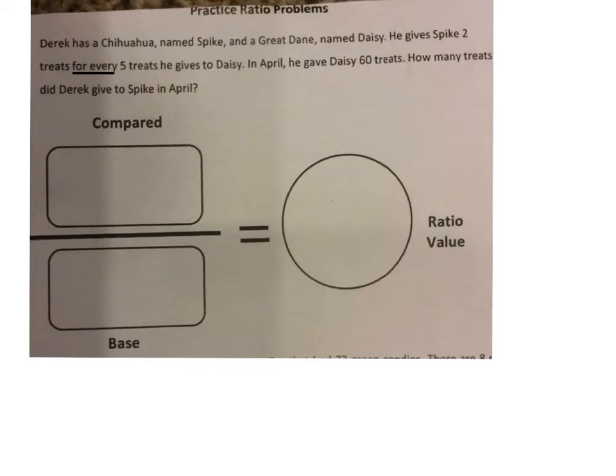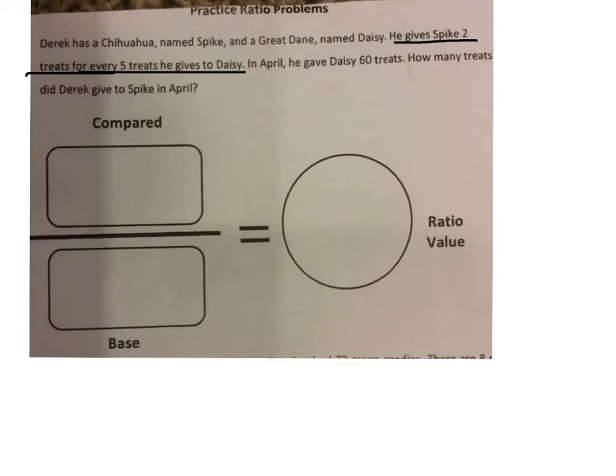This is step 2, identify the information. So we always want to underline the ratio statement. Well, the ratio statement is right here. He gives Spike 2 treats for every 5 treats he gives Daisy. There's that key word. It helps us find our ratio statement. And then we're going to go ahead and put the important information in our diagram. So when I look at my ratio statement, the ratio is right there for us.